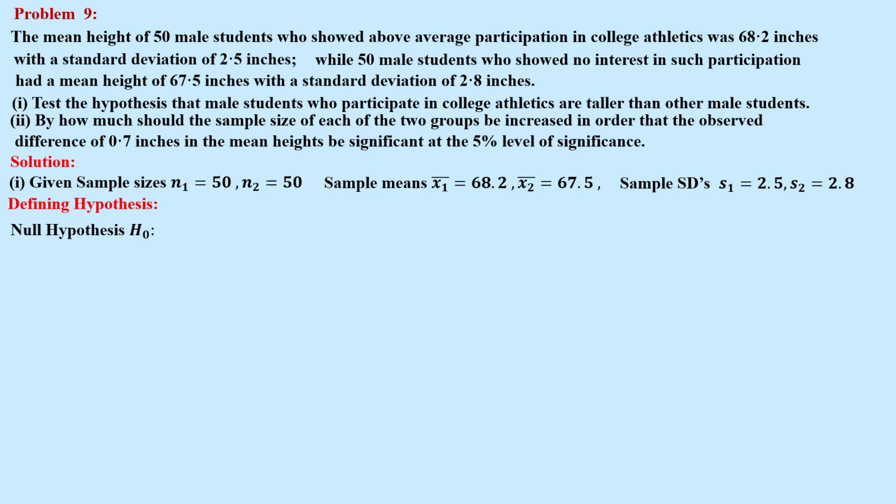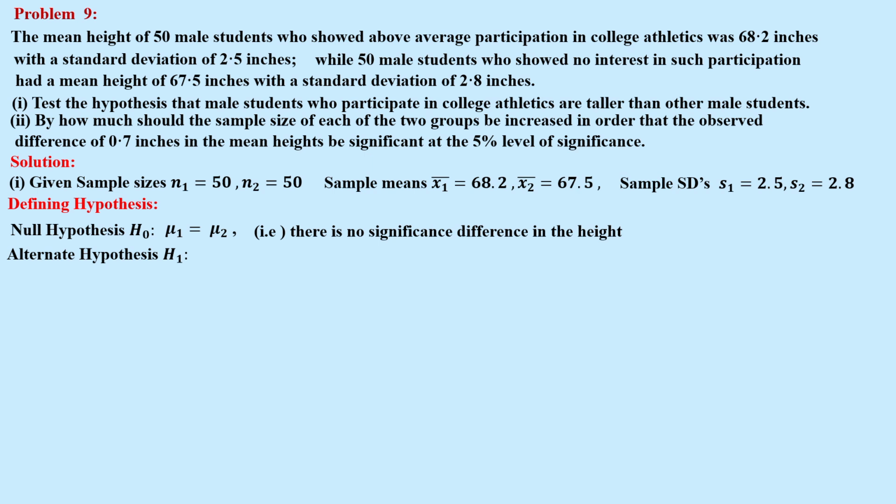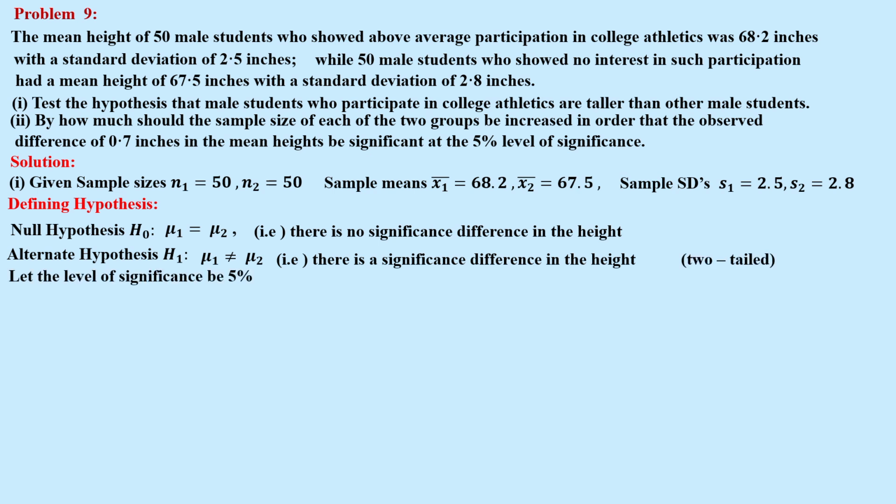Defining the hypothesis: H0, there is no significant difference between the participant and non-participant heights. Alternate hypothesis, we are taking the two-tail test, mu1 not equal to mu2, there is a significant difference between the heights. Let the level of significance be 5%.